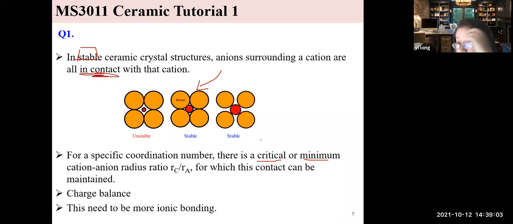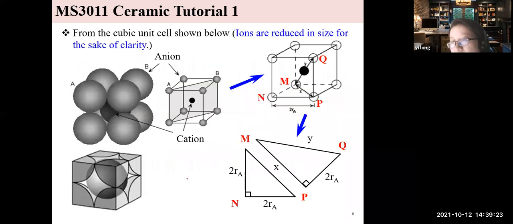So in this case, most of the time, not only does the cation need to be in contact with the anion, but the anions also need to be in contact, because this is the most close-packed case. Okay, so RC over RA. Then you have charge balance, and when we talk about this one, we're talking more about ionic bonding. So continue. How can we do this? It's actually a very simple geometry, right?